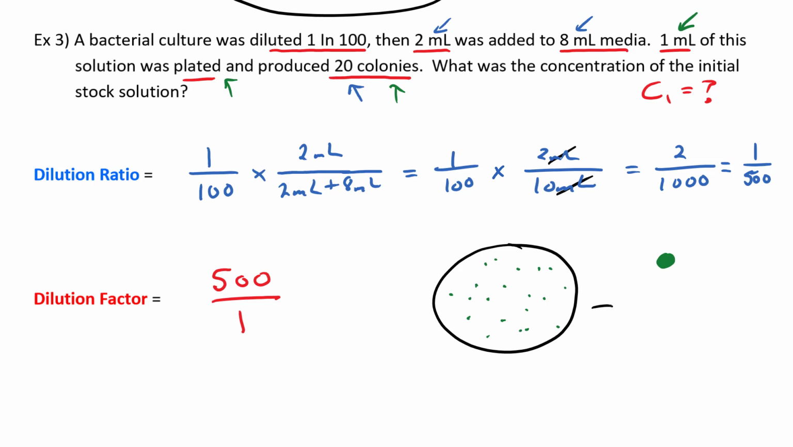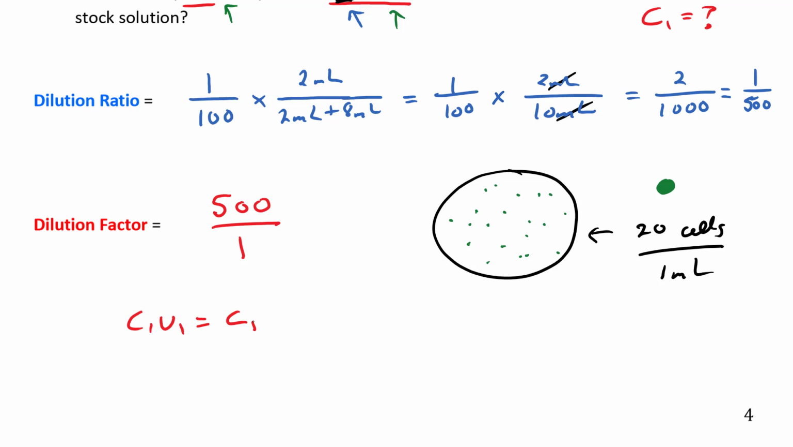From this, we determined that this has a concentration of 20 cells per 1 ml, right? We added 1 ml, we got 20 colonies, meaning initially there would have been 20 cells plated. The question now is, what was the initial concentration of your solution? C1V1 equals CFVF. So I know my final concentration, 20 cells per 1 ml. Well, I want to figure out what my initial stock concentration was. Let's rearrange it.